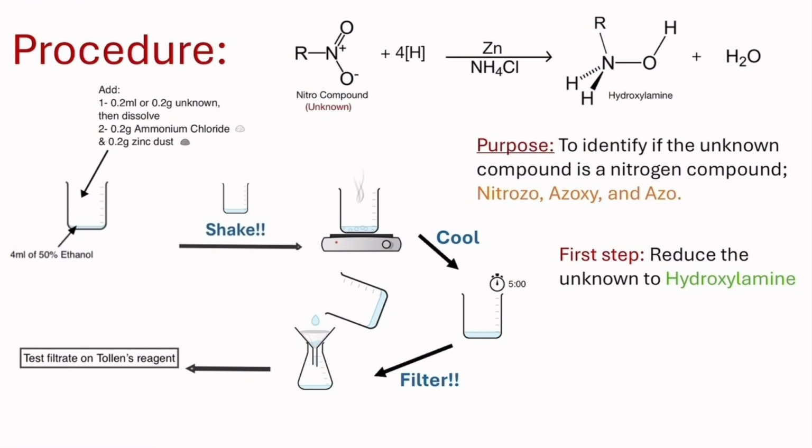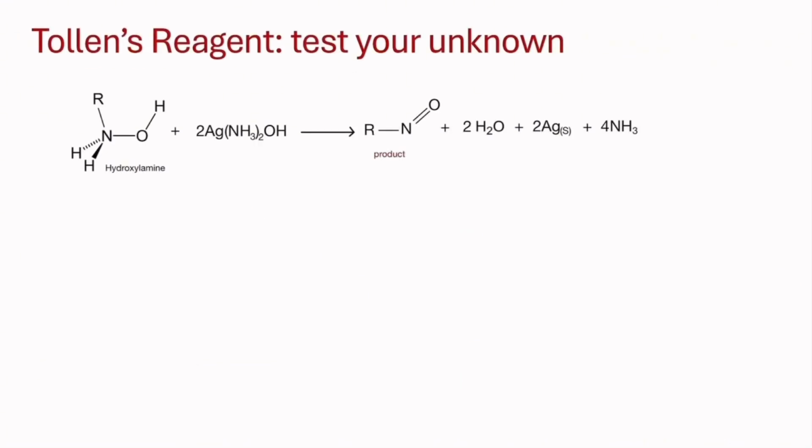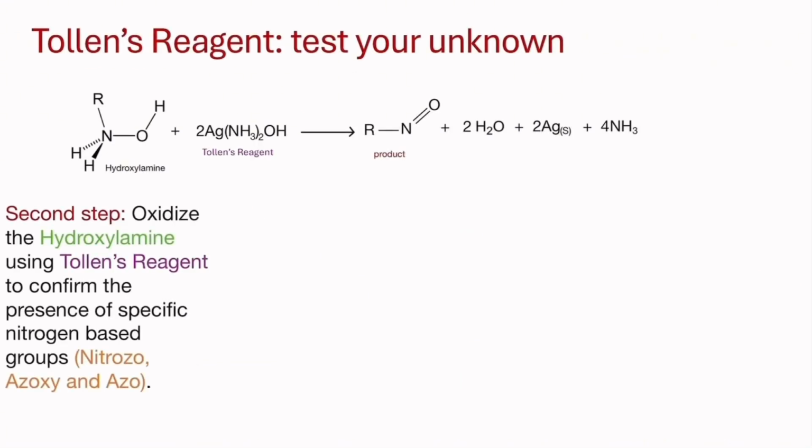Now that we have the filtrate, which contains the unknown reduced hydroxylamine, we can perform the tolerance reagent test. Step 2 is to use the tolerance reagent to oxidize the reduced hydroxylamine from the unknown compound. By showing that these reduced compounds are further oxidized by tolerance reagents, we confirm the presence of specific nitrogen-based groups, which are nitroso, azo, and azoxy.